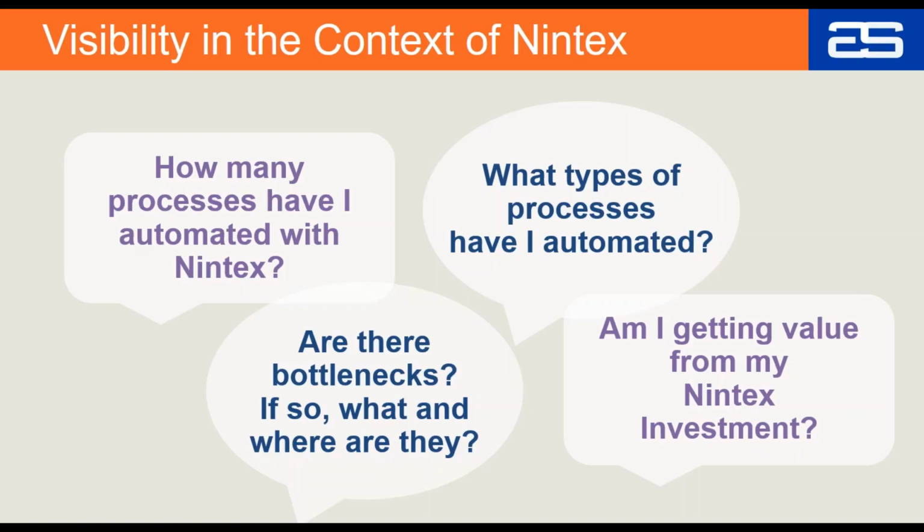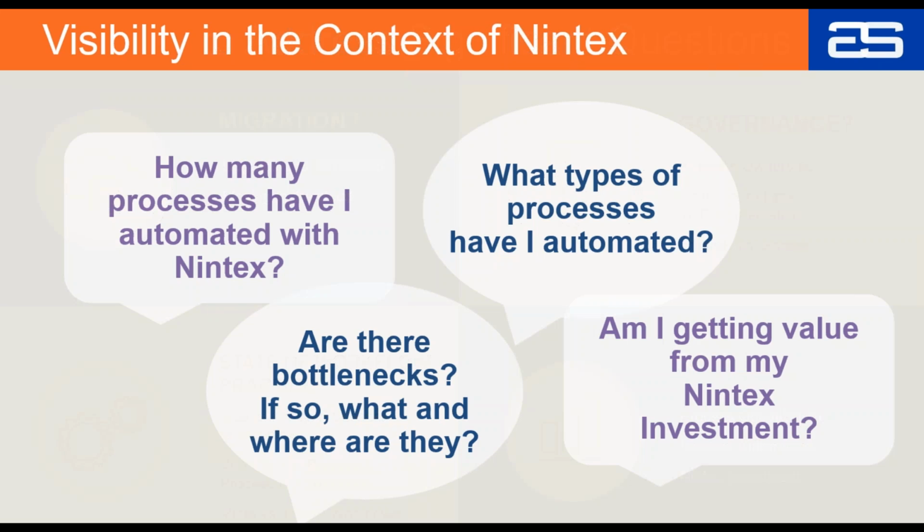How many processes have I automated with Nintex? What types of processes am I automating? When and how often are those processes running? Who's involved and how effective are they? Are there bottlenecks? And if so, what are they and where are they? Am I getting value from my Nintex investment? And finally, how might my processes be improved? That's a big one. Nintex Hawkeye automatically captures people and process data and helps you define reports, dashboards, and analytics to help business and IT decision makers understand these important questions as well as many, many others.